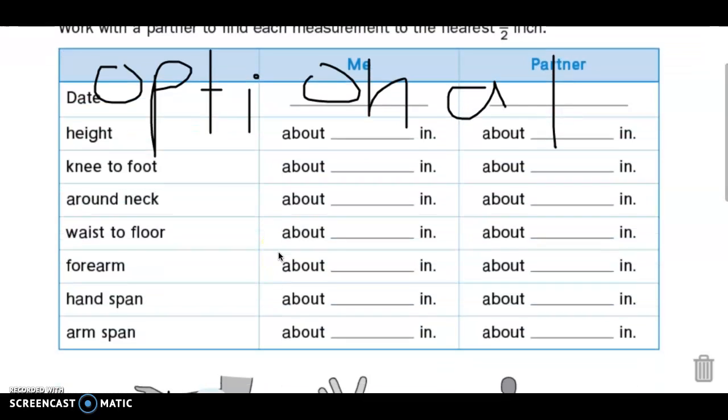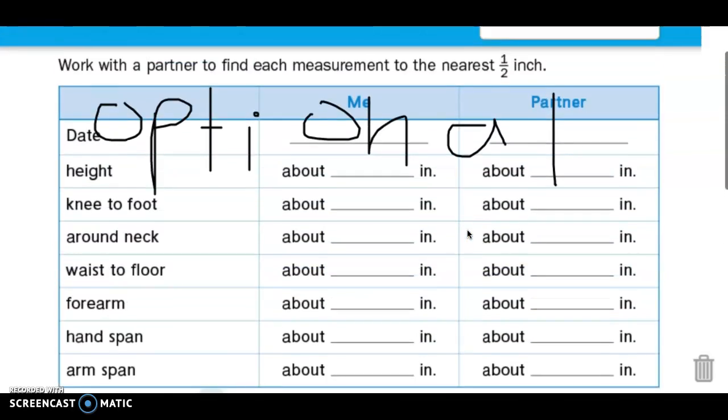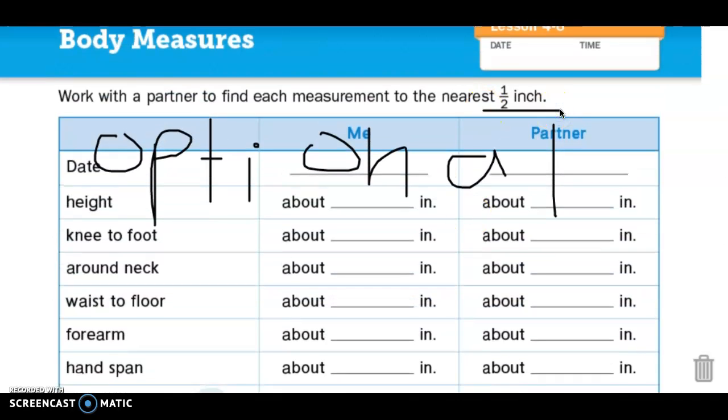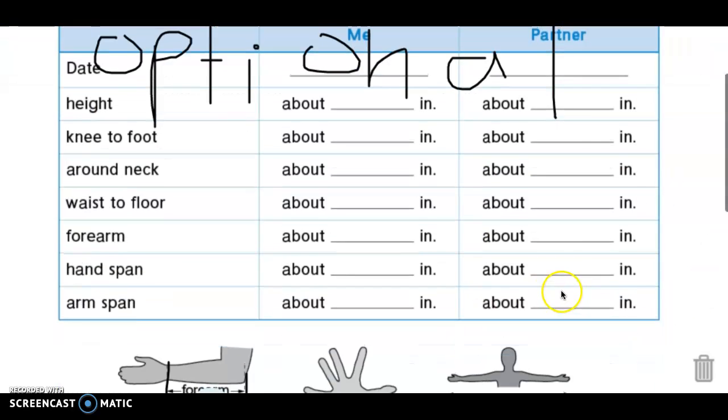But if you have a measuring tape, you may go ahead and figure out these measurements to the nearest what? To the nearest ½ inch. Again, count with me by ½ inches. We start at 0, ½ inch. If we add another ½ inch, that's 1 inch. Add another ½ inch, that's 1.5 inches. The next ½ inch is 2 inches, then 2.5 inches, then 3 inches, then 3.5 inches, then 4 inches, then 4.5 inches, and so on and so on.